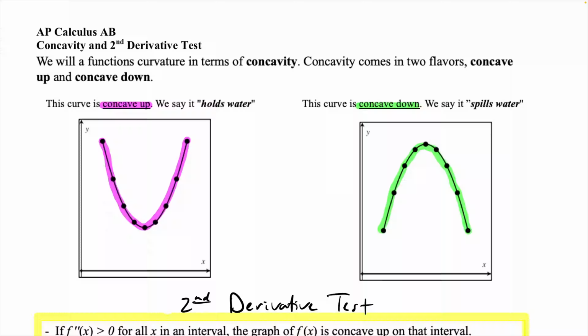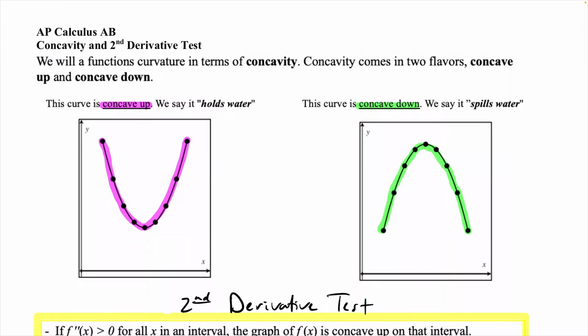Okay, yeah. Again, it's bad grammar. We will look at functions, I think, curvature in terms of concavity. So it just depends on how the function is curved, right? Yeah. So concavity comes in two flavors, concave up and concave down.